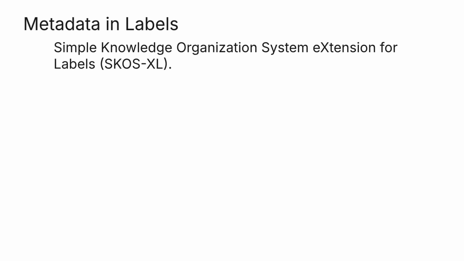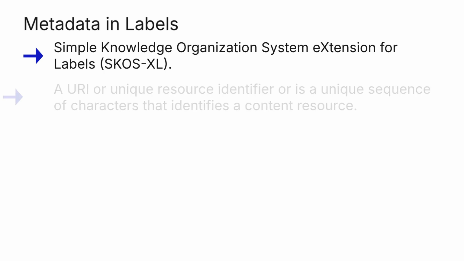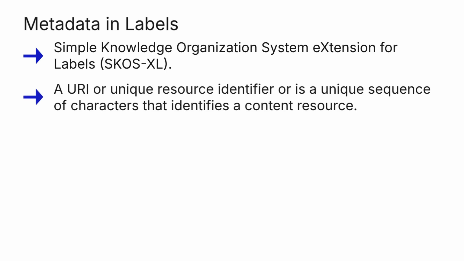In order to organize metadata in labels, Semaphore uses the Simple Knowledge Organization System extension for labels. SKOS-XL treats text labels as unique identifiable things or nodes with URIs or uniform resource identifiers, rather than just simple text strings tagged to a concept. URIs prevent conflicts from similarly named metadata. A URI is a unique sequence of characters that identifies a content resource in Semaphore.